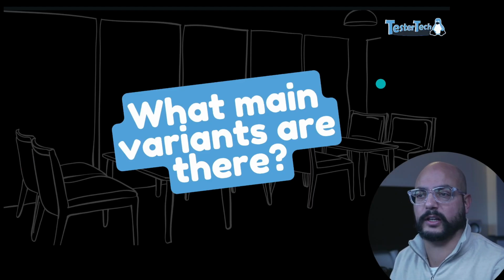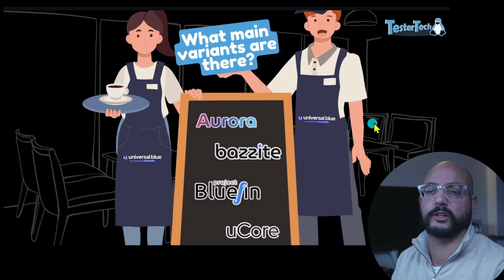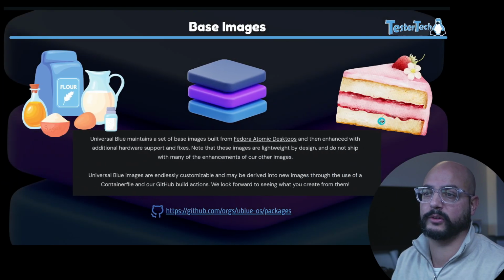So it's kind of like coming to a restaurant. And you see the billboard here, and you see all the variants on offer. And you're at the restaurant Ublue, and they say, "Well, come in. What do you want?" And these are the four you see: Aurora, Bazzite, Bluefin, U-Core. But there's a whole lot of variants, and that makes it a little bit confusing to begin with.